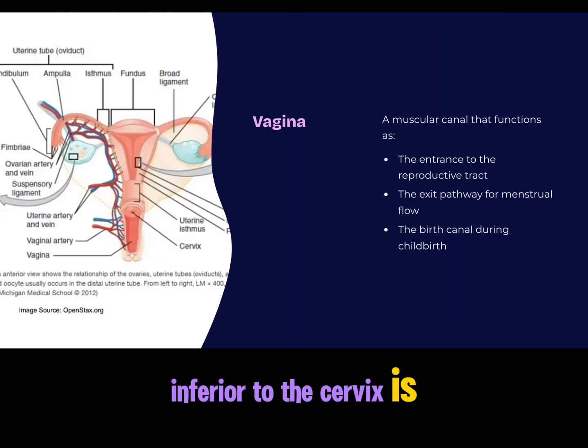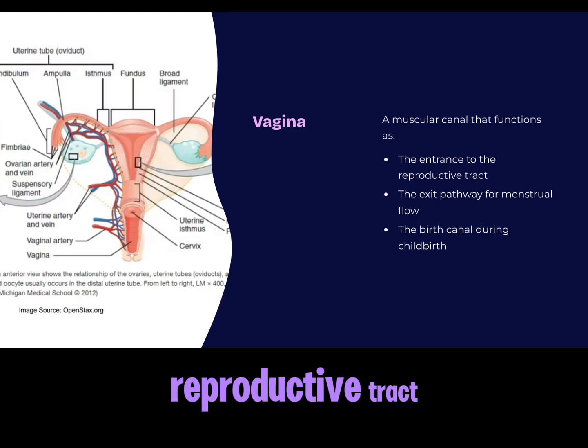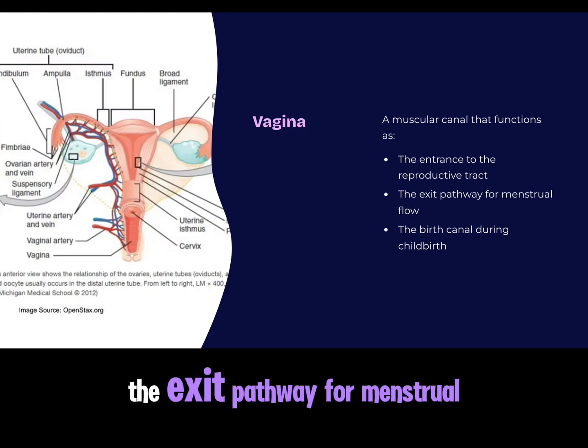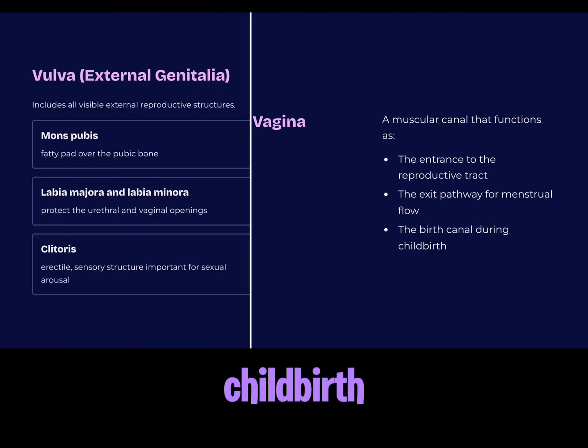Inferior to the cervix is the vagina, a muscular canal that serves as the entrance to the reproductive tract, the exit pathway for menstrual flow, and the birth canal during childbirth.